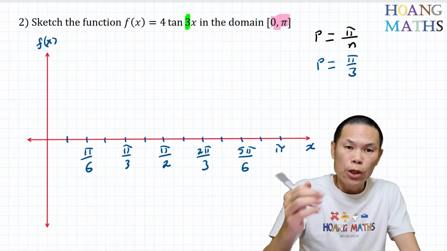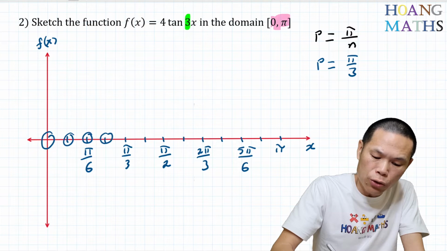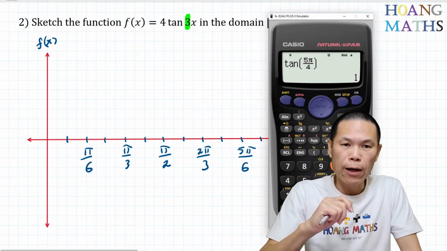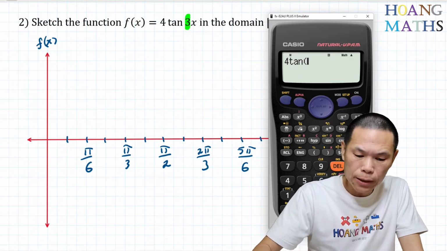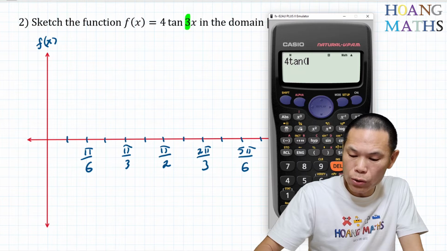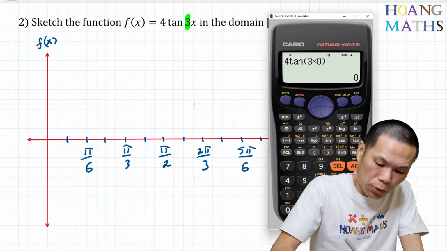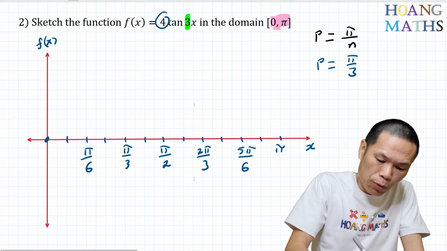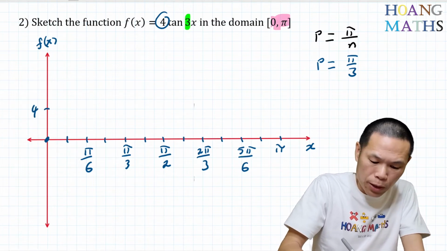So that will do. So now what we need to do is we just substitute these x values into the function to give us the y value. And let's just put it on a calculator. So we know that 4 tan of 0, because 3 times x, so x is 0. So 3 times 0. So there you go. Give me 0. So I put 0 here. And you know that this is 4. So we just put 4 here. Okay. If it's 10, you put 10. If it's 11, you put 11.